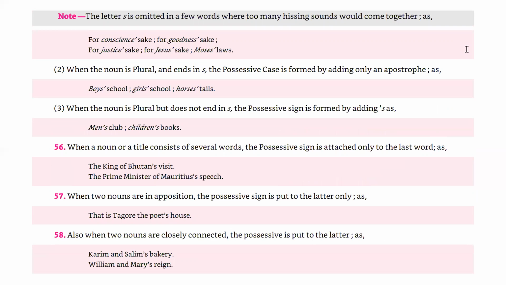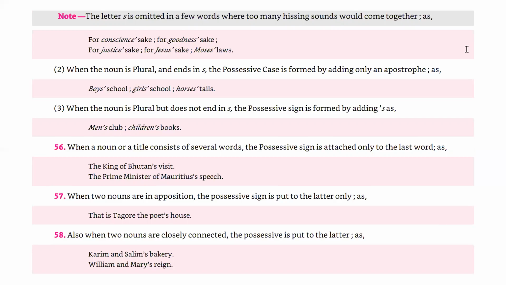Well, the letter S is omitted in a few words because it makes a hissing sound. For example, conscience, C-O-N-S-C-I-E-N-C-E, viveka. Conscience means viveka. The ability of human to differentiate between right and wrong is called conscience. So in case of conscience, it ends with S sound. Although the letters are CE, the sound is S.